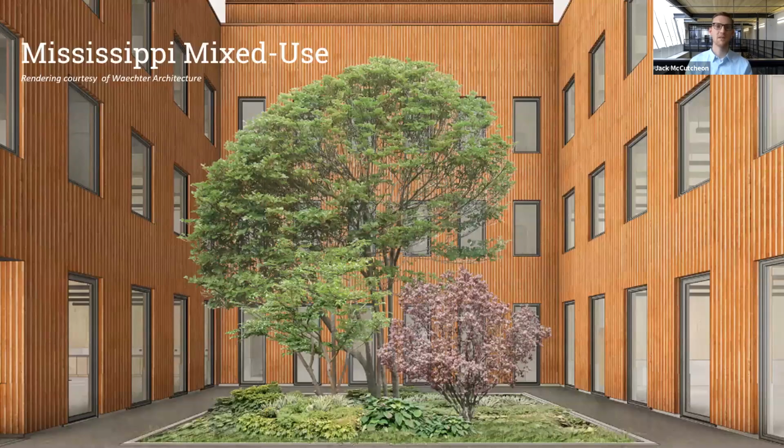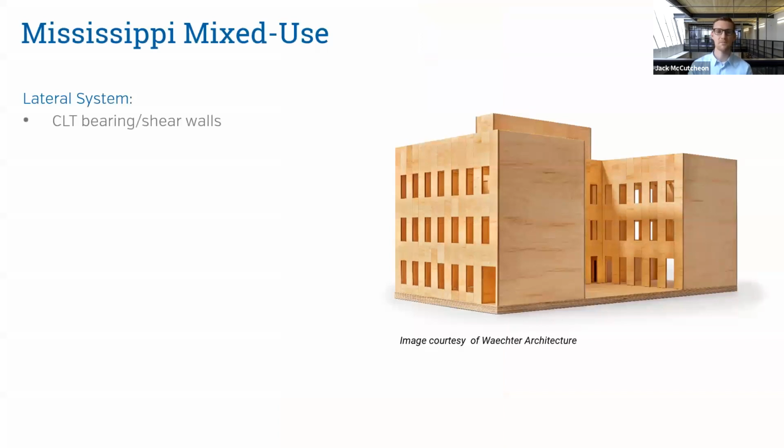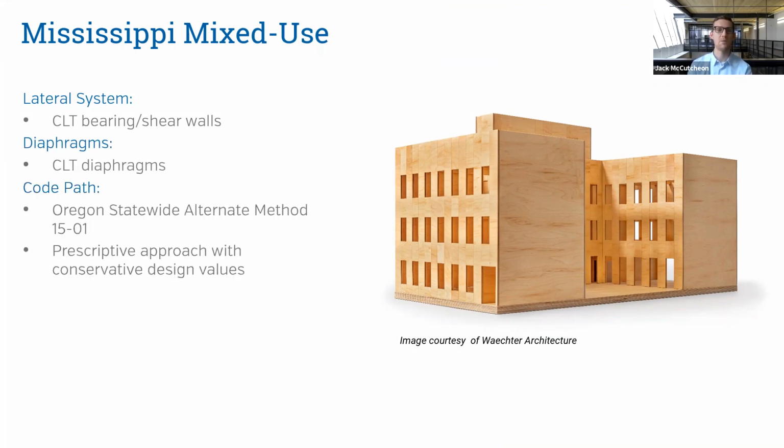So next up, the last project I'm going to talk about is the Mississippi Mixed Use Building. The architect for this project is Vector Architecture. It's located here in Portland and is currently under construction. The lateral system uses CLT bearing and shear walls all around the perimeter of the building. The CLT floor and roof panels serve as the diaphragm. And again, we pursued the Oregon Statewide Alternate Method 1501 as the code path here.